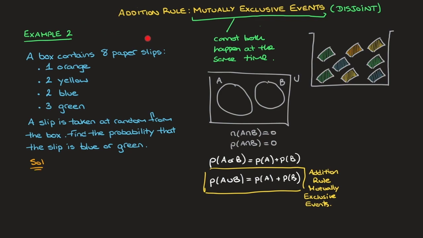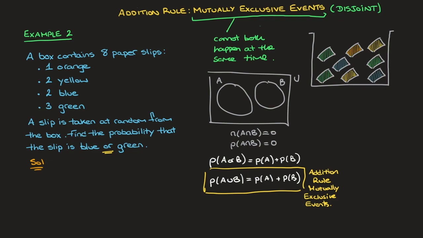The key thing to pick up on in this question is the fact that we need to find the probability of one event or another occurring. And so the word or needs to make us think of the disjunction rule as well as the addition rule. And to choose between the two, we need to ask ourselves whether or not the events picking a blue slip and picking a green slip are mutually exclusive or not.